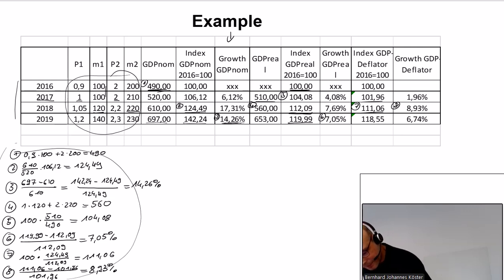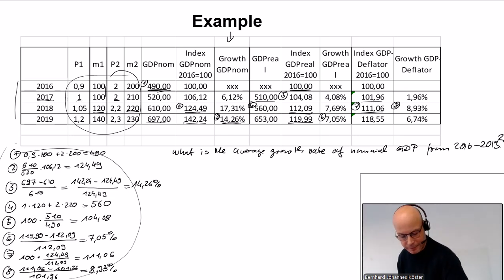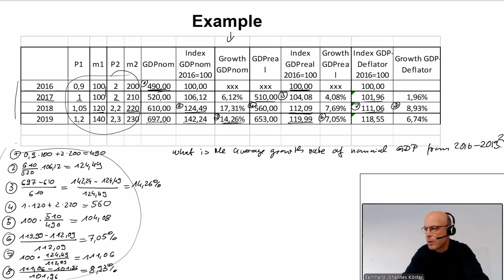What is the average growth rate of nominal GDP from 2016 to 2019? What do I have to do when I want to average growth rates?